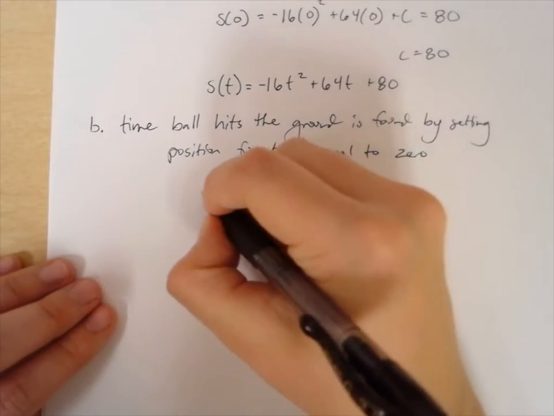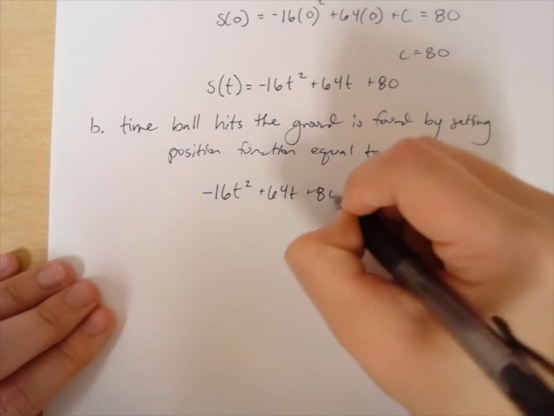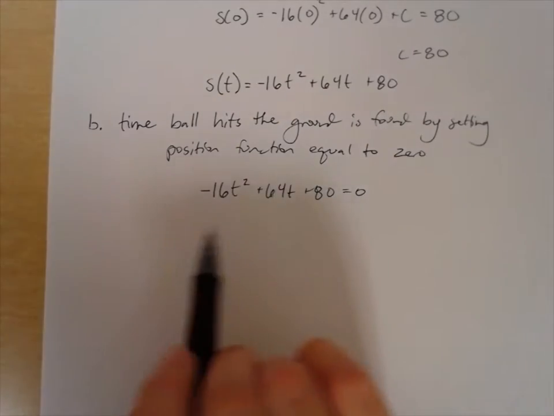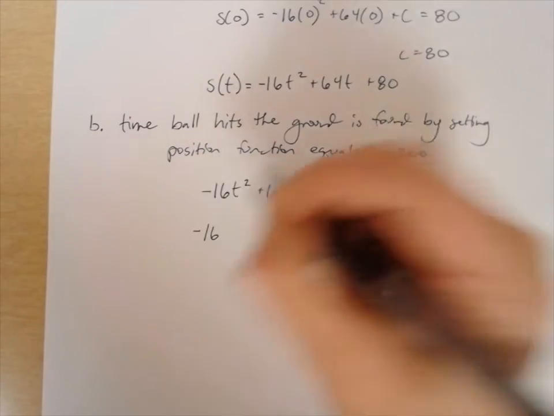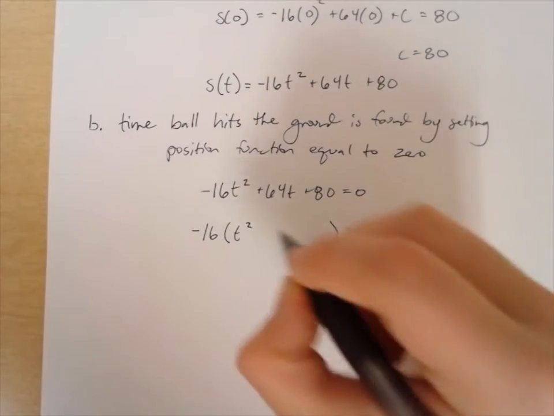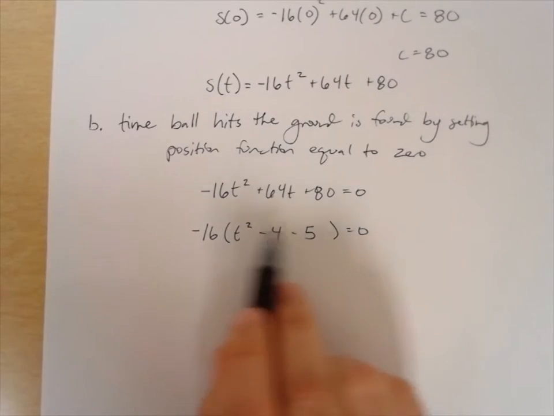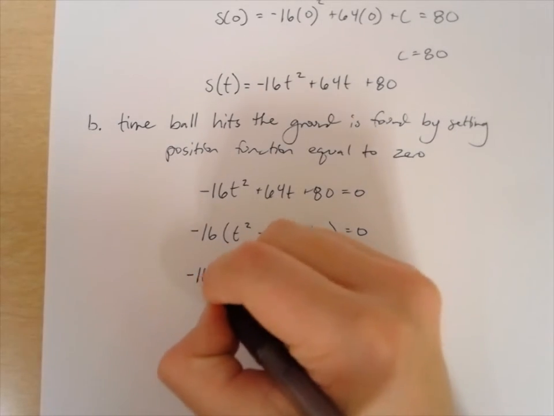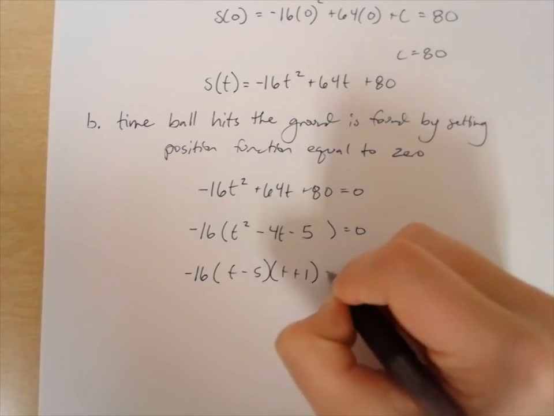So let's do just that. Let's say negative 16t squared plus 64t plus 80 equals 0. Again, I gave you guys the first clue. We're going to be factoring this. So what we can do is we can see that they all have a 16. I'm going to take out a negative 16. And when I do that, I have left inside t squared minus 4t minus 5. When I factor this quadratic inside, I get negative 16 outside, t minus 5, t plus 1.